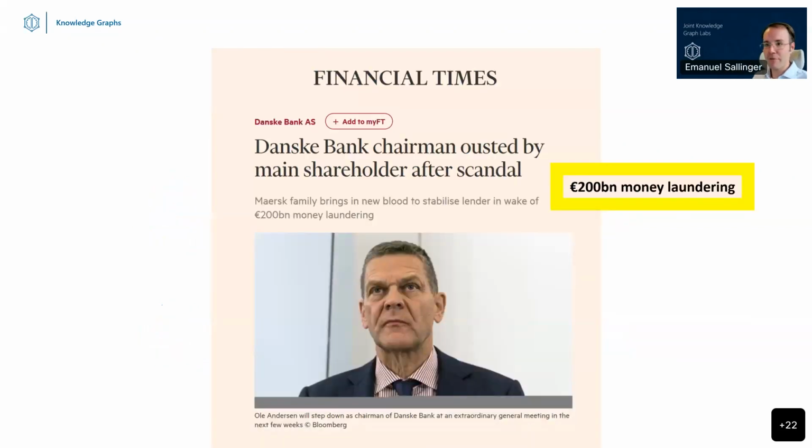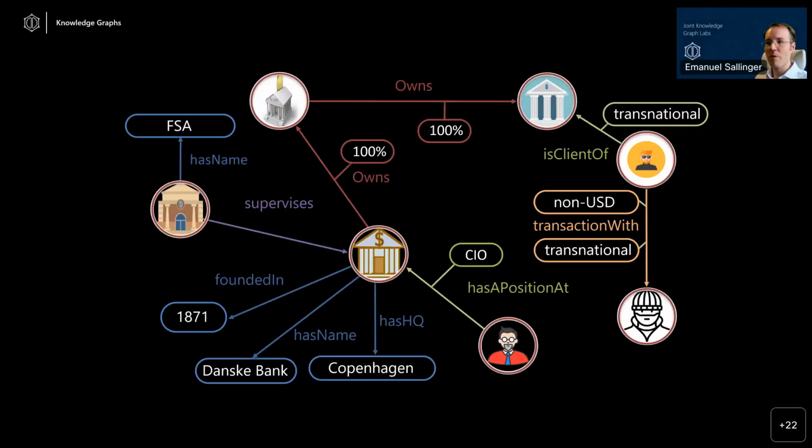So, okay, we have here our use case that we've talked about before, and you see the same graph here. Just to give you an overview of what you're seeing, because it's kind of boring in case you don't see: here we have the bank at the center of it, which was Danske Bank, which 100% owns another bank, which 100% owns another bank that had a lot of transnational clients involved in non-US dollar transactions.